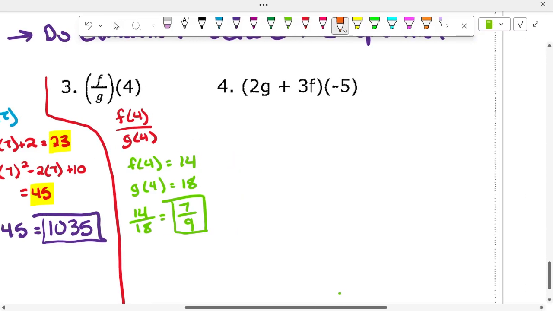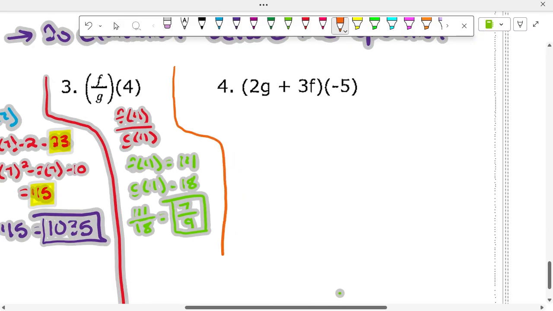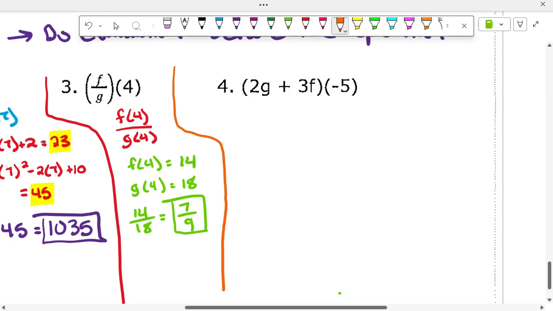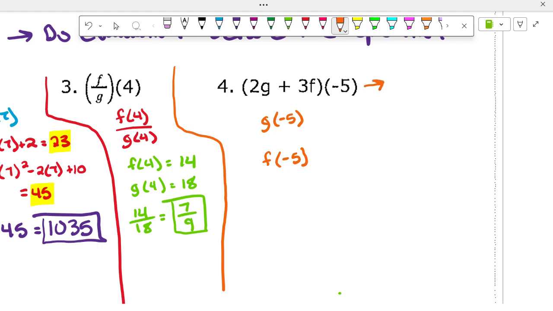Now, the last one has a little more oomph to it. So I know you guys are good with plugging things in. So we're going to start by getting f of -5 and g of -5 first. Because this is essentially saying they want 2 times g of -5 plus 3 times f of -5.